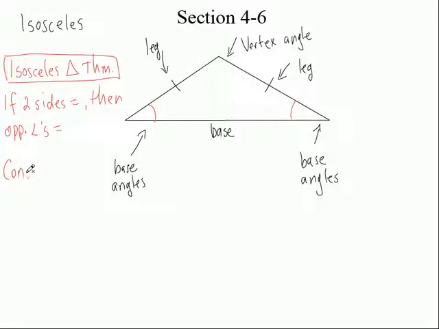So the converse of the isosceles triangle theorem says this. What's the converse of this? If the what? No. We start off with if, but we switch the if and the then. We don't start off with the word then. We take the stuff with the then and we put it on the if. So if the two opposite what? Opposite angles are equal, then two sides are equal.